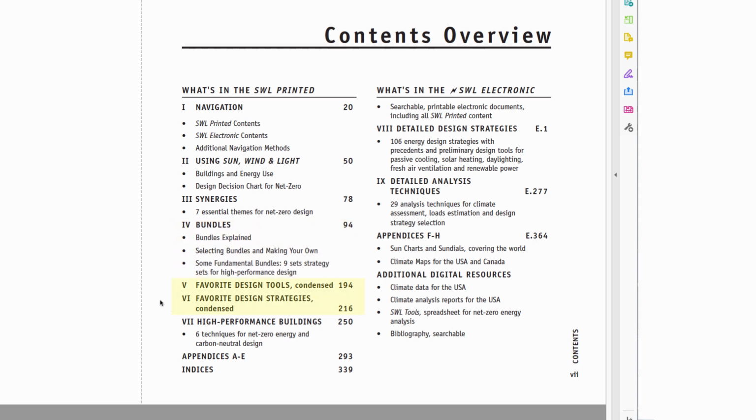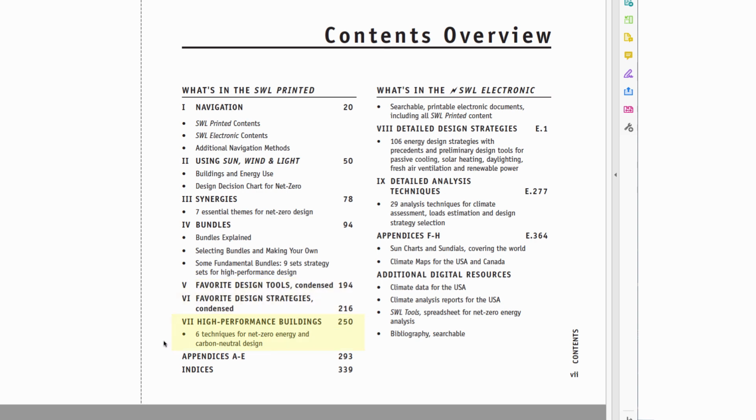We also have two sections that are condensed versions of the longer strategies. One, we broke out the favorite design tools. These are things that Charlie and I used most often. And once you know a particular strategy, and you want to have the printed volume, then you can go and get a short version of it. It might have just the tool that you need there. There's also favorite design strategies. So if you don't want to read the whole book, the whole 400 pages in the electronic volume and look at all the strategies, you can get a high-level overview of some of our favorite strategies in part 6.